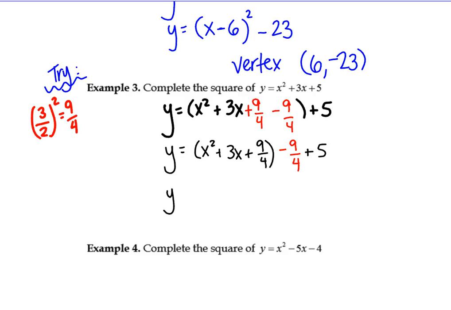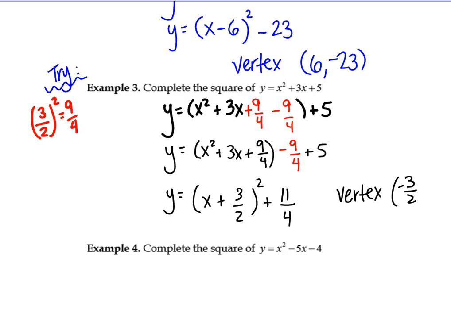And simplifying this, x squared plus 3x plus 9 over 4 in factored form is x plus 3 over 2, squared. We take the sign of the middle term. And negative 9 over 4 plus 5, which is 20 over 4, gives us 11 over 4. Plus 11 over 4. So you should have your vertex at negative 3 over 2, comma 11 over 4. Remember, opposite sign for the x.